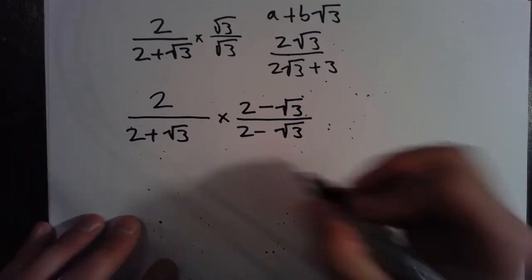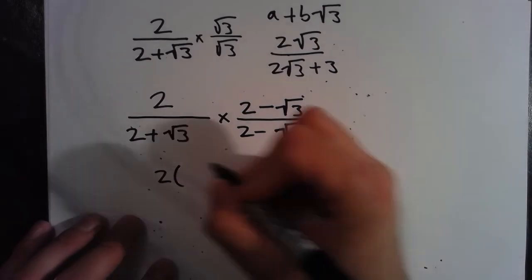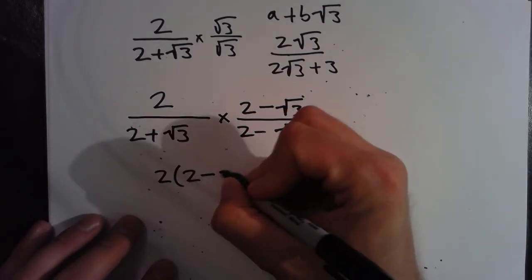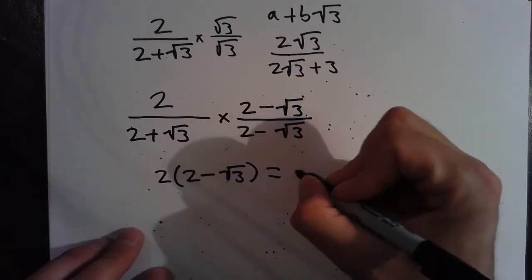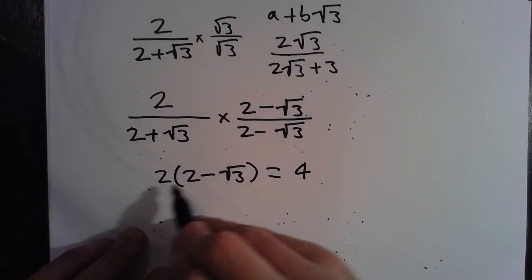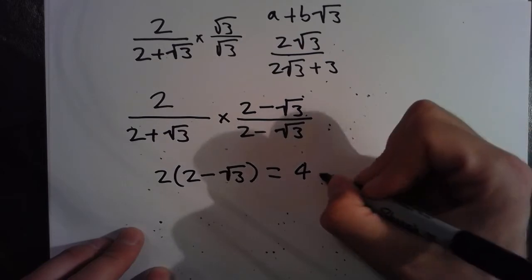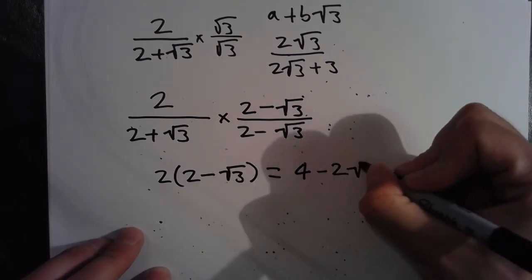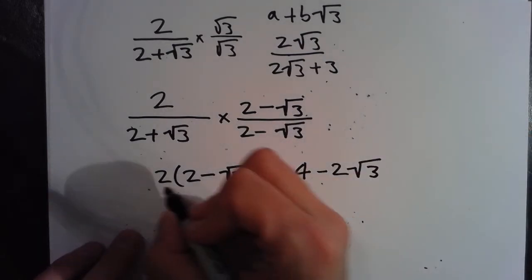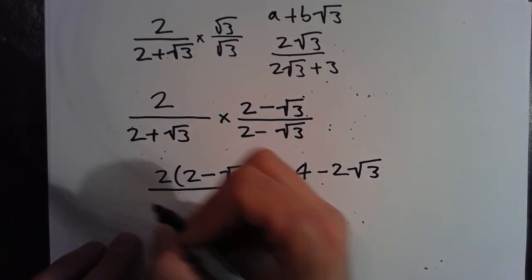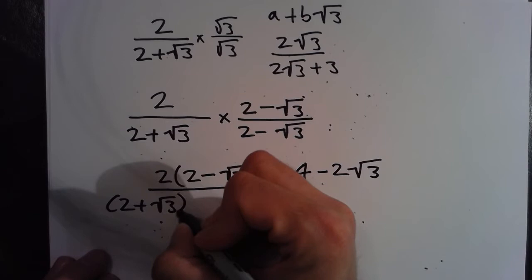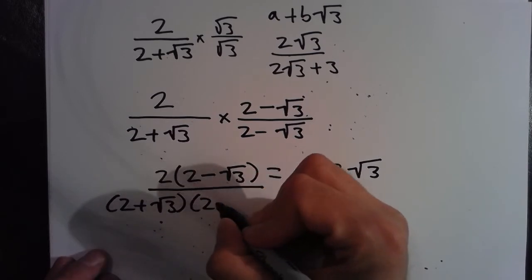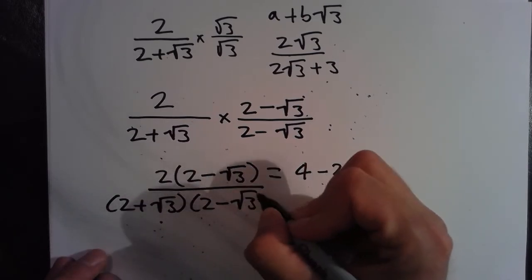Okay, so what I get here is 2, and then times 2 minus the square root of 3, and that equals 2 times 2, which is 4, then 2 multiplied by minus the square root of 3, which is minus 2 root 3. On the bottom of my fraction, what I have is 2 plus the square root of 3 multiplied by 2 minus the square root of 3.